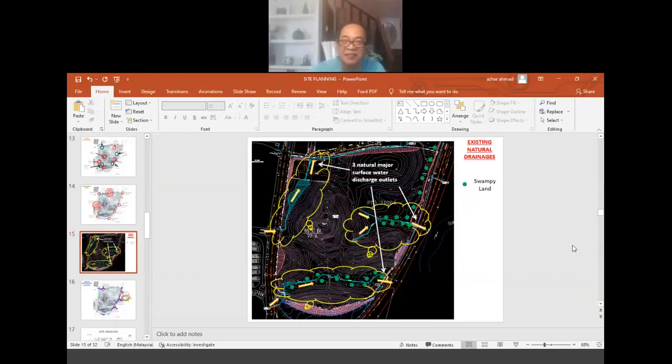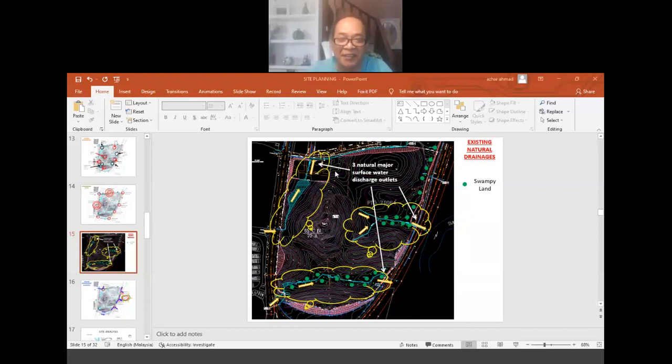Okay, the third observation, we might be looking at what would be the natural drainage around the site and within the site. Okay, so within the site, from the study of the contour map, from the pre-com plan given, clearly we can indicate ataupun we can observe that there is several drains ataupun natural waterways within the site.